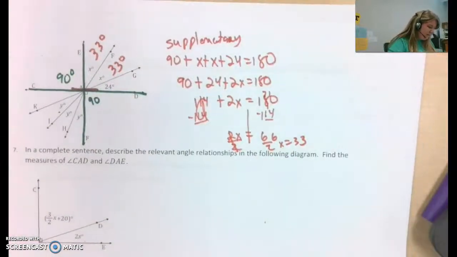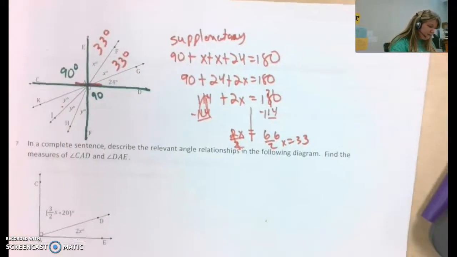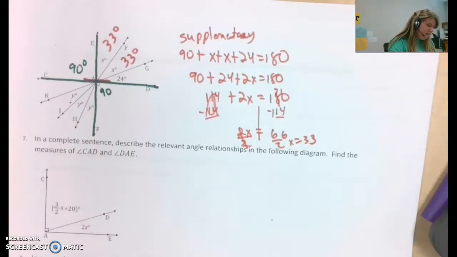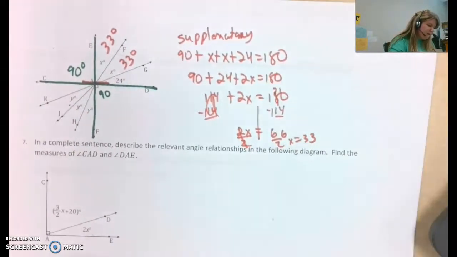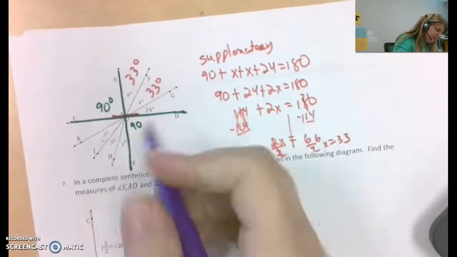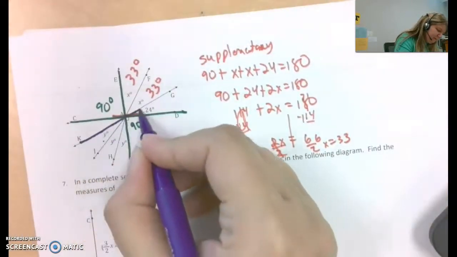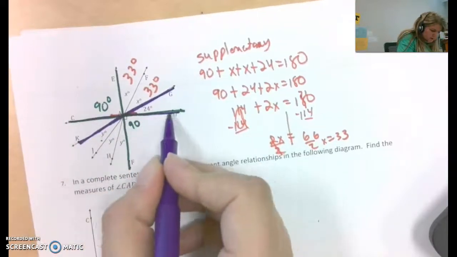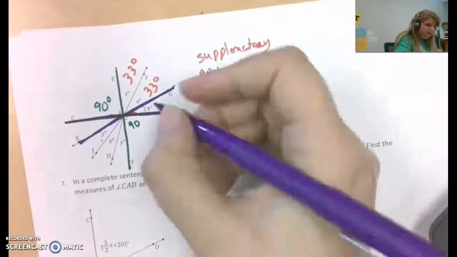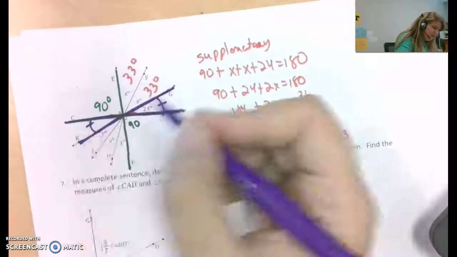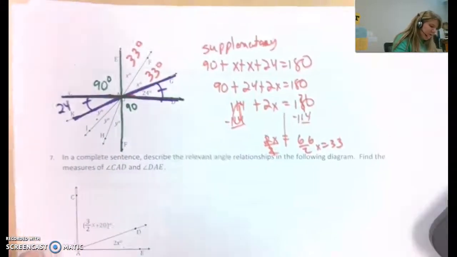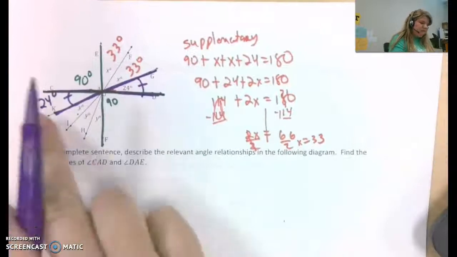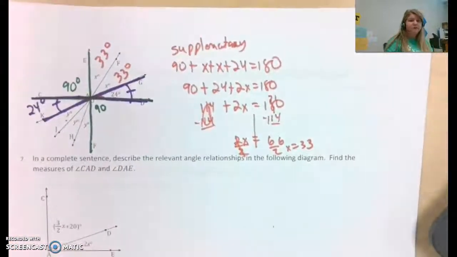Oh my. This one we don't have a measurement for. Wonder if we can get a measurement. I think I see a line here. There's a line. Vertical angles. This angle and this angle are the same. So that's a 24-degree angle. And I got that by using vertical angles.